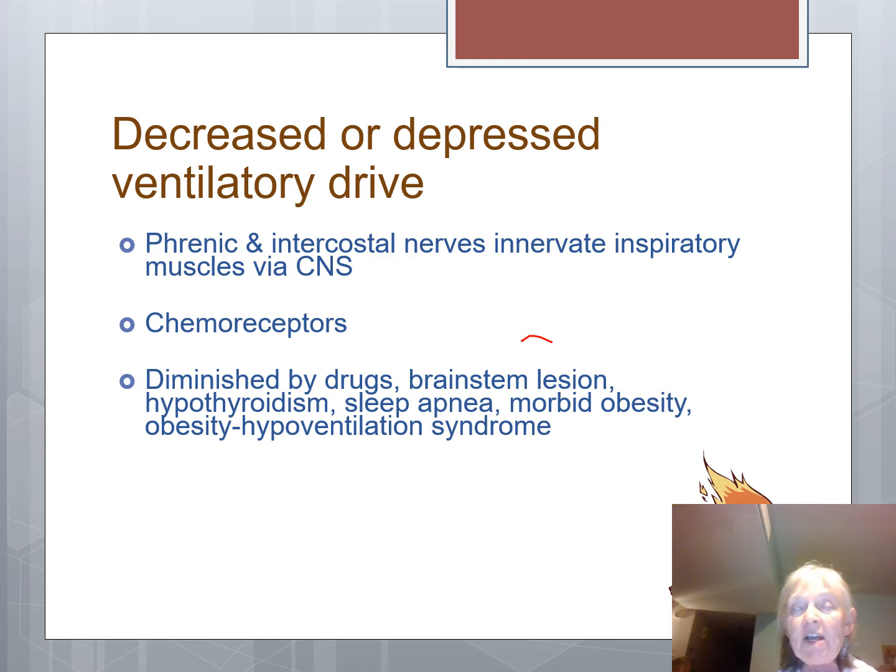Remember, once you hit about 60 millimeters of mercury of PaO2, those peripheral chemoreceptors start slowing down. And this is the reason why we have those depressed ventilatory drive for patients who have COPD, and we don't want to give them a lot of oxygen. So here it is, some of the things that can diminish or decrease your ventilatory drive: drugs, brainstem lesions, hypothyroidism.